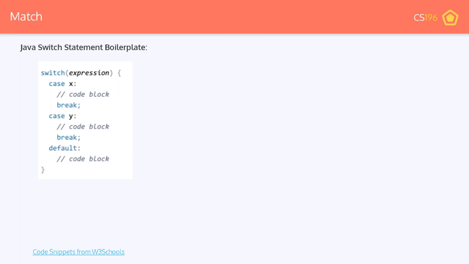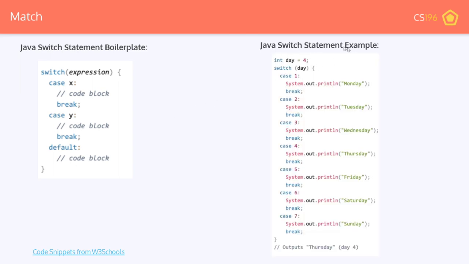So obviously in Java, you have your syntax, you have switch on your expression, case X, case Y, and your default. When we actually want to look at a physical example or implementation of it, we can say we want to switch on this variable called day. If it's 1, it's a Monday, 2, Tuesday, 3, Wednesday, etc.